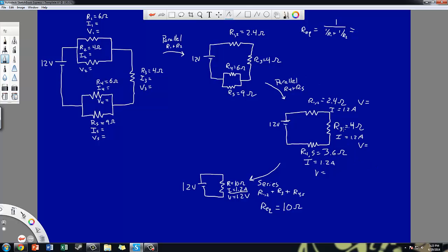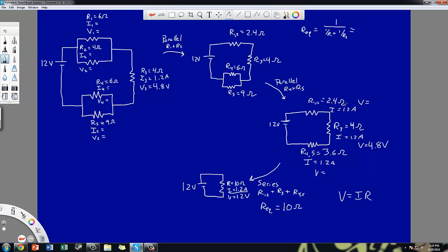So for instance, if we start with R3, I know that V equals IR. And therefore, if I have a current of 1.2 and I have my resistance of 4, I know that the voltage across this one is 4.8 volts. And now R3 is really done, so I can bring that information back. I have 1.2 amps and I have 4.8 volts, and I'm done with R3.